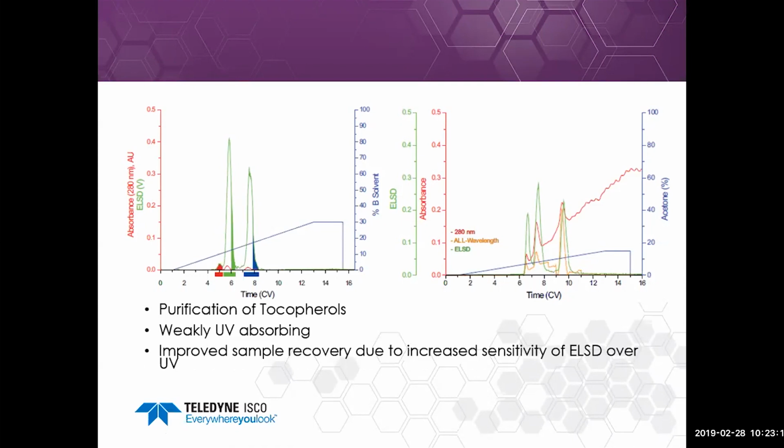This improves your sample recovery due to increased sensitivity of the ELSD over the UV, and you can actually see the overlapping fractions there of where the UV would have collected versus what fraction the ELSD would have collected. And so the ELSD actually expands the fraction cutting range because of its increased sensitivity, and you're going to be recovering more sample because of that.